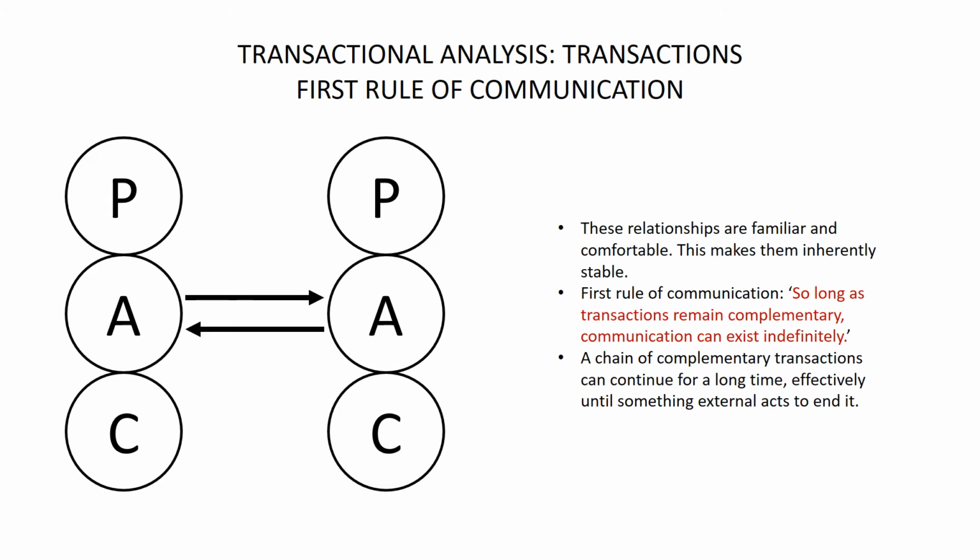Since there is a familiarity to the relationships detailed, complementary transactions can feel very comfortable. As a result of this, they are inherently stable. This gives rise to the first rule of communication. So long as transactions remain complementary, communication can exist indefinitely. This means that a chain of complementary transactions can continue for a long time, effectively, until something external to the chain acts to end it.